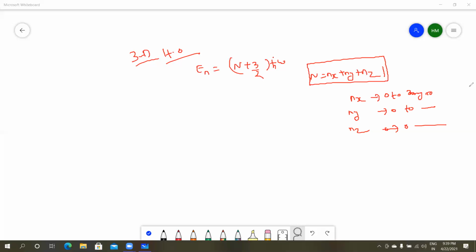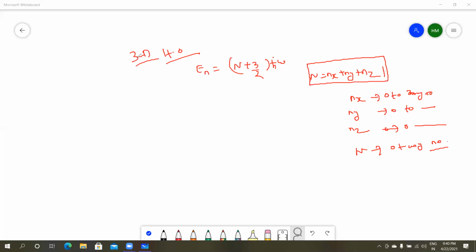Since nx, ny, nz together give n, this n you can take as 0, 1, or any number. Remember the point: in that case 0 was not allowed for the total energy, because the total energy would become 0 if nx squared plus ny squared plus nz squared were there. This is the minimum energy, and you can go to other possible values of nx, ny, nz to get the same energy, or degeneracy. So here n can go from 0 to any number.